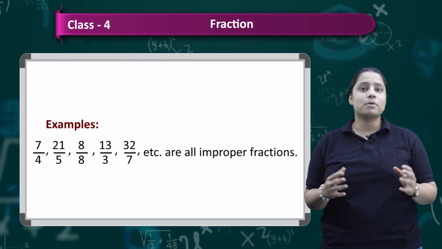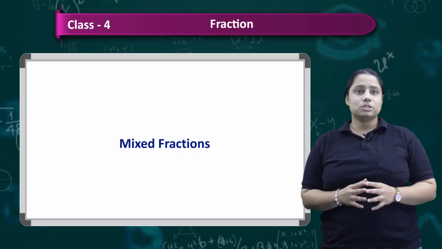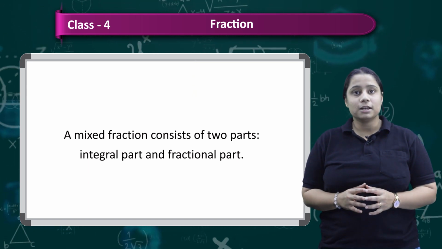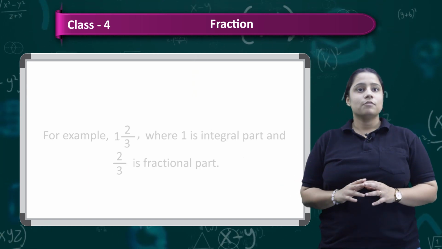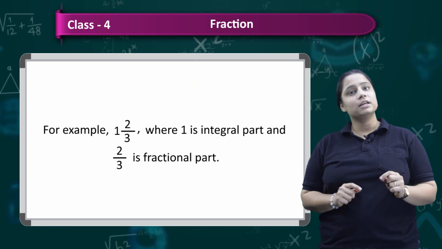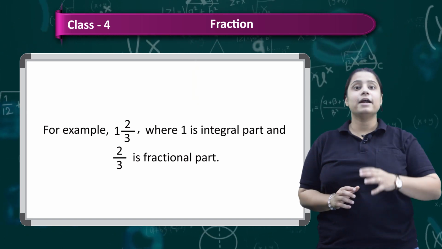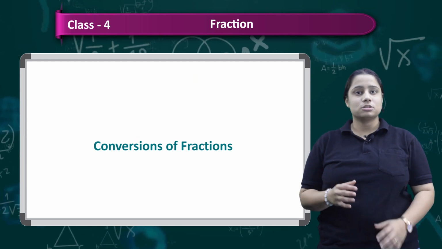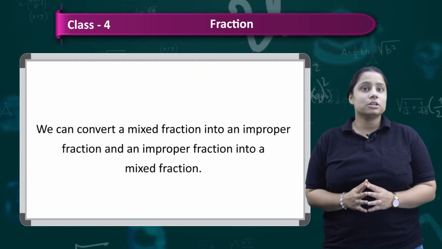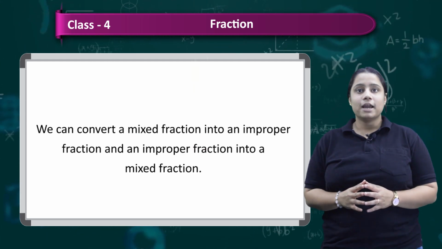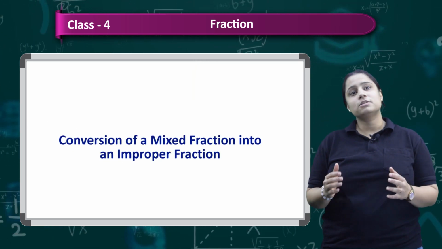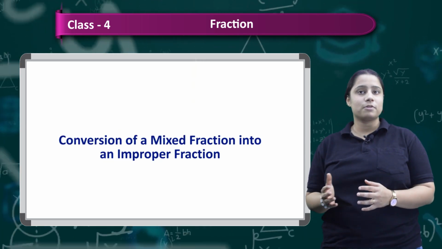are all improper fractions. Mixed fractions. A mixed fraction consists of two parts, integral part and fractional part. For example, 1 2 by 3, where 1 is integral part and 2 by 3 is fractional part. Conversions of fractions. We can convert a mixed fraction into an improper fraction and an improper fraction into a mixed fraction. Conversion of a mixed fraction into an improper fraction.